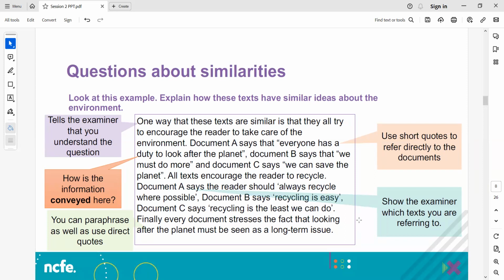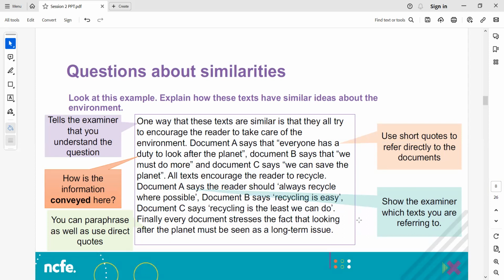And so at the end of the answer, this person has paraphrased. So they've quoted throughout the answer, but then in their last sentence they've paraphrased. So they put into their own words the ideas of the documents. Finally, every document stresses the fact that looking after the planet must be seen as a long-term issue. So we'll look at conveyance in a moment. I'm just going to ignore that one for the minute.